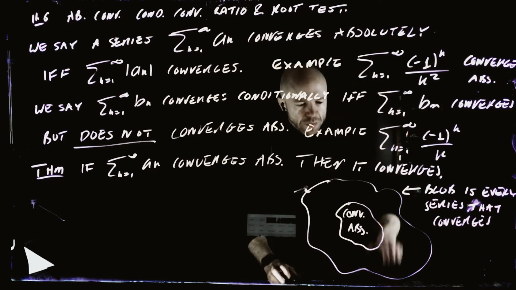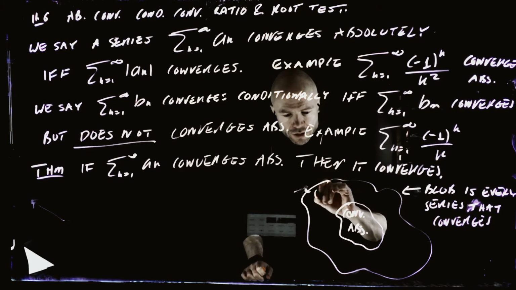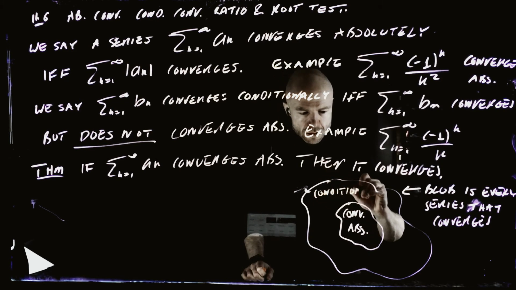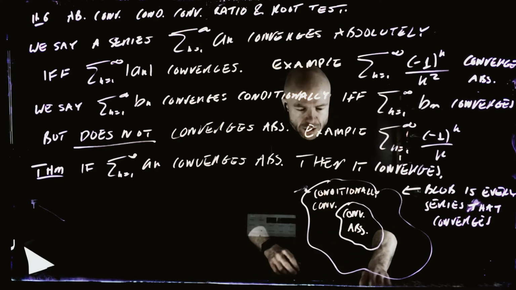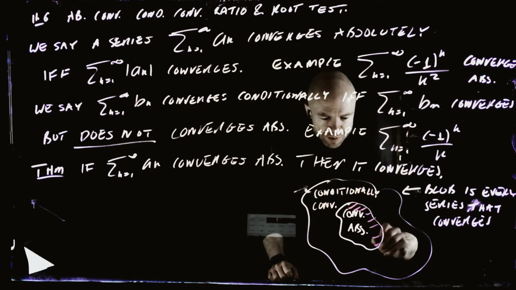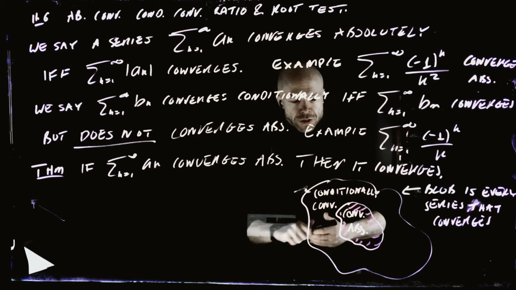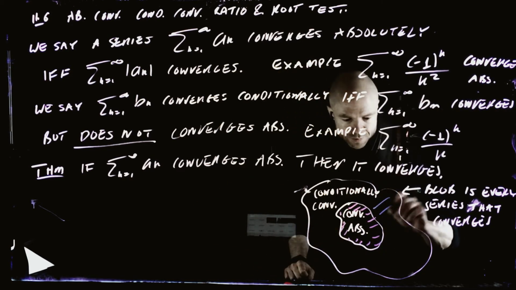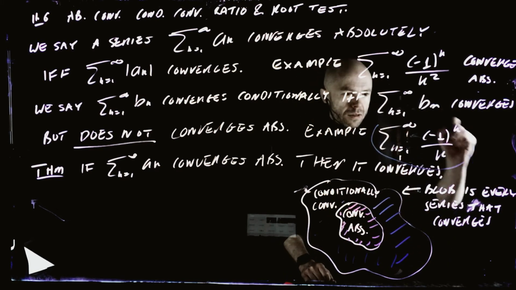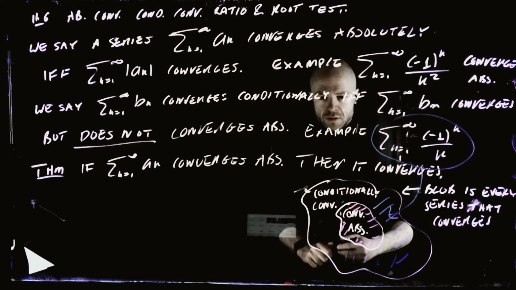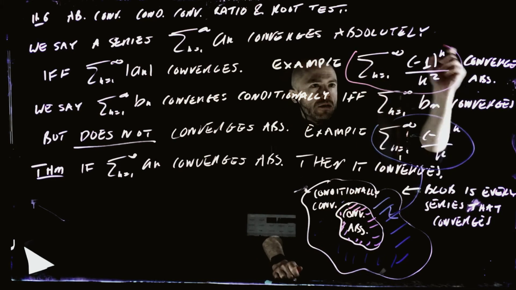Okay, but we've seen that there are series that converge but do not converge absolutely, and those are the conditionally convergent ones. So the absolutely convergent series are some strict subset of the set of all things that converge, and there are series that still converge but do not converge absolutely, and we've seen an example. So this thing lives here, yeah? And this one lives here.